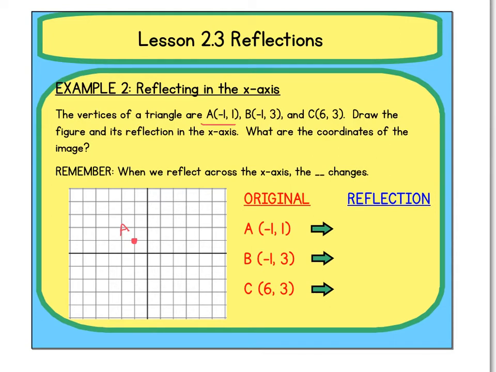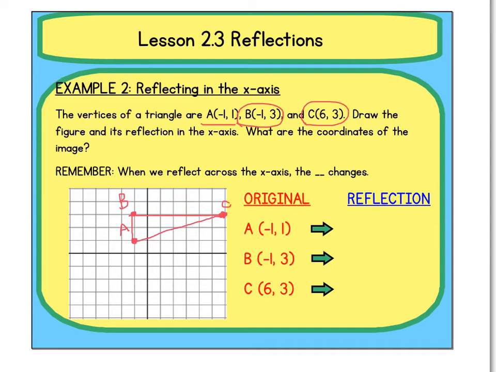So now I'm going to label point B. Point B is going to be negative 1, positive 3. So from the origin, I'm going to go negative 1, up 1, 2, 3. I'm going to label that point B. And finally, I've got C, which is positive 6, positive 3. So I have to go positive 1, 2, 3, 4, 5, 6, and up 1, 2, 3. And that's point C. I'm going to go ahead and connect my 3 points. There we go. So there's my original shape.